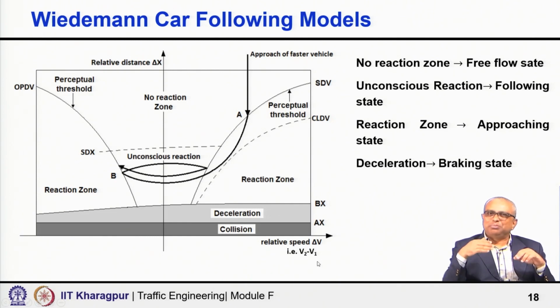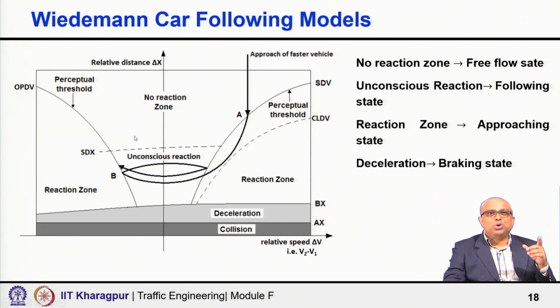The y axis is the following vehicle speed minus the lead vehicle speed, the relative speed, and this x axis is the relative distance, delta x. Now, when this relative distance is high, under what condition will it be high? Free flow state. So, what have I said? I have said free flow state, following state, approaching state and braking state.